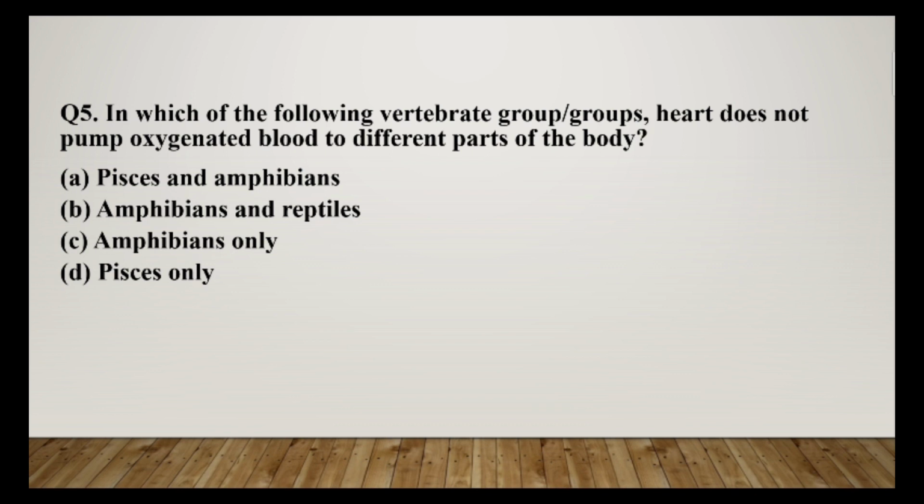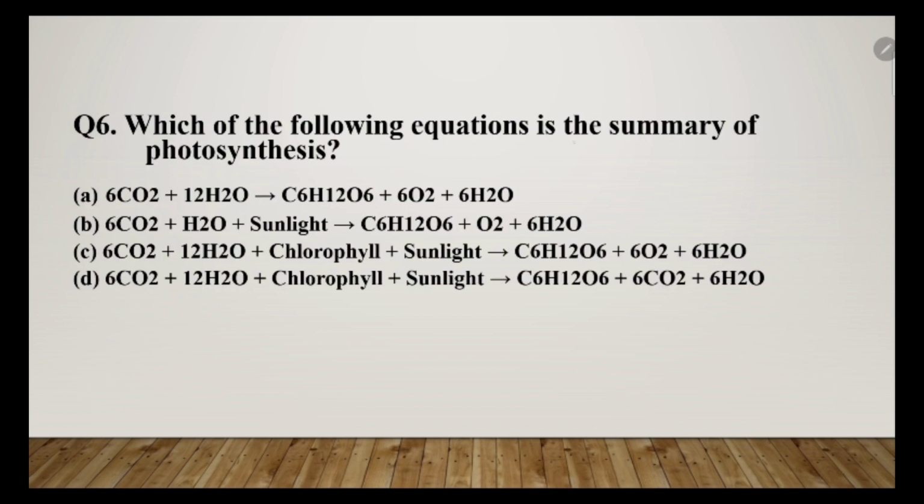The options are, option A, Pisces and Amphibians, option B, Amphibians and reptiles, option C, Amphibians only, and option D, Pisces. So, in the case of fishes only, the heart does not pump the blood to different parts of the body. Question number 6, which of the following equations is the summary of photosynthesis?